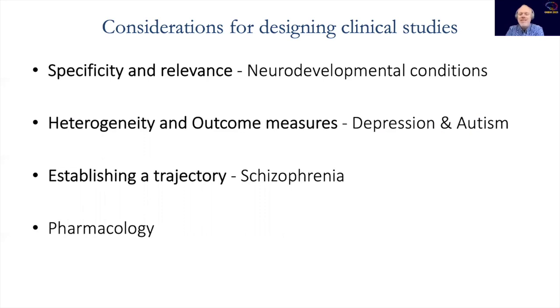Then I want to talk about the difficulty of studying heterogeneous populations and the importance of identifying your outcomes, using studies on depression as well as autism as an example. And finally, we might be able to use MRS of GABA to identify and predict clinical trajectories, and I'll use an example regarding 2 studies on schizophrenia. After that, I'll talk a little bit about pharmacology.